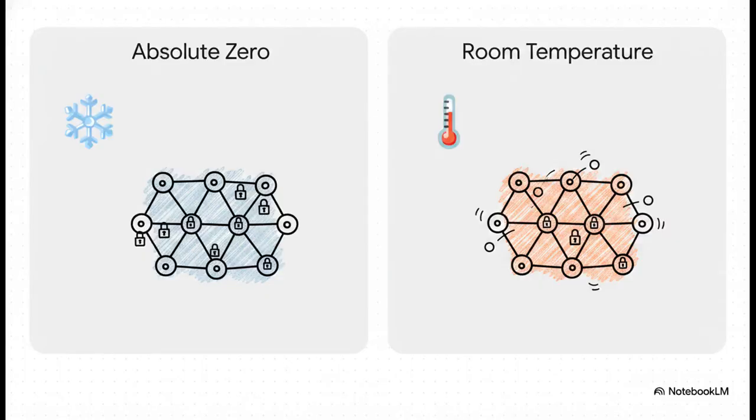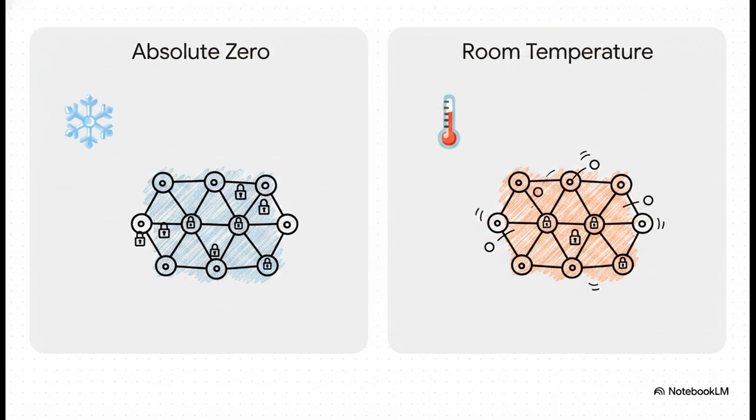Okay, now here's where it gets really interesting. Temperature changes everything. If you could cool silicon down to absolute zero, as cold as it gets, all those electrons would be locked rigidly in their bonds. Nothing could move. At that point, silicon is an insulator. It won't conduct electricity at all.